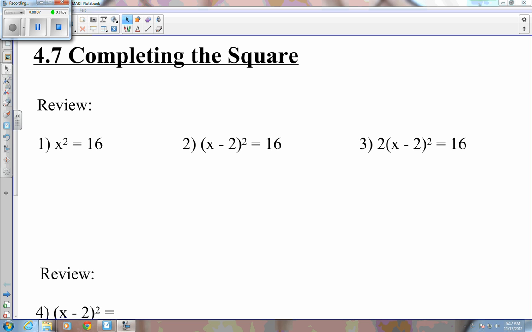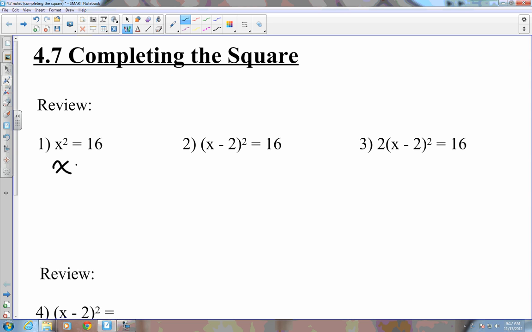Okay, 4.7. We're completing the square. So to do that, we're going to start by reviewing things we already know. If I need to solve the equation x squared equals 16, what do I do? Take the square root of both sides. What is the square root of 16? 4. What am I missing? Plus or minus. So x equals plus or minus 4.